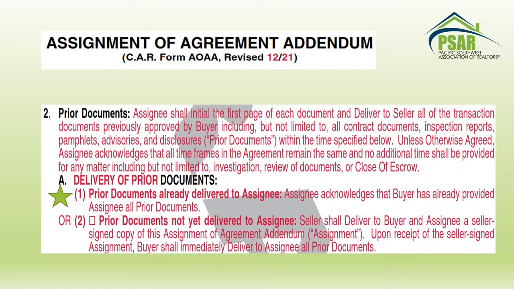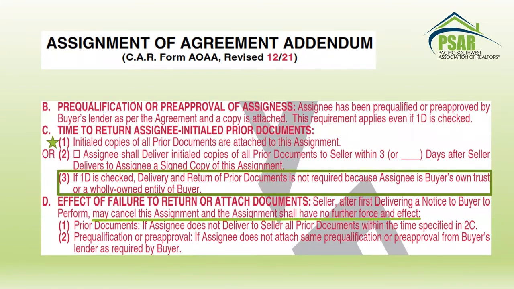Okay, but it does say they agree to sign everything. And if they don't, we do have a time to return assignee initial prior documents in C. So again, it defaults to initial copies of all prior documents are attached to this agreement. But you have to do it in 3 days if they were not attached. They still do have to put in a pre-approval or pre-qualification of any assignee.